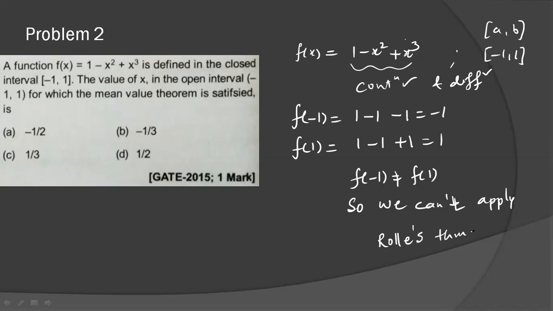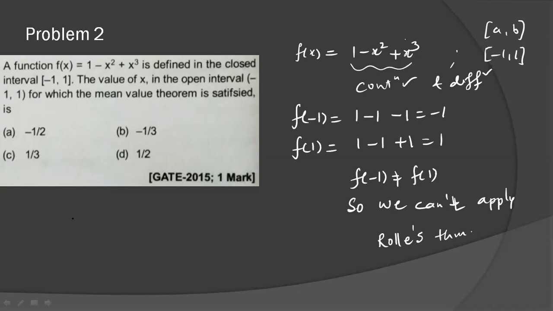In this case, the name of the theorem is not given. We have to apply, and it is given that the mean value theorem is satisfied. It means we have to go for Lagrange's mean value theorem, because there is only one function. So there are two possibilities. We can apply Rolle's theorem or we can apply Lagrange's mean value theorem. But Rolle's theorem conditions are not satisfied here. So we have only one choice, that's Lagrange's mean value theorem.